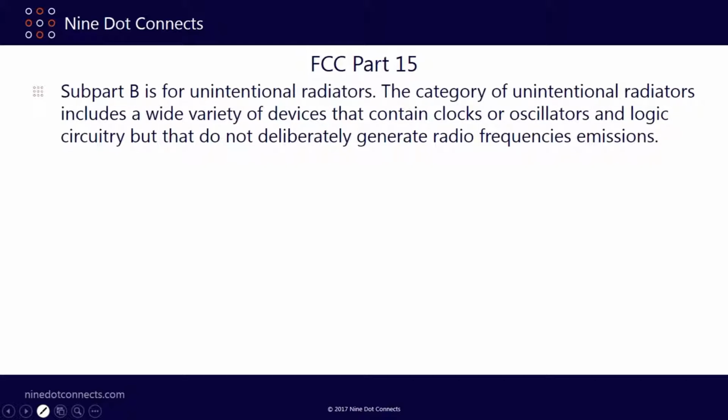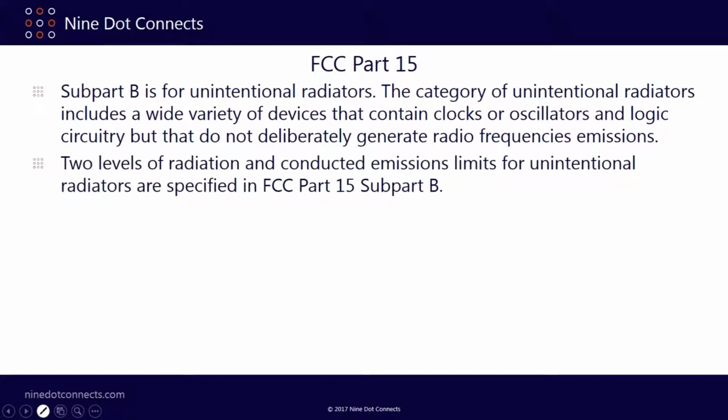Now, Part 15 is subdivided into two sections based upon radiators that are either intentional or unintentional. Subpart B is for the unintentional radiators. In other words, that's a product like your watch that we showed before that's not supposed to be transmitting or receiving information outside of the product. These are devices that contain clocks and oscillators, but they do not deliberately generate these radio frequencies. The two levels of radiation and conducted emission limits for unintentional radiators are specified in that Subpart B.